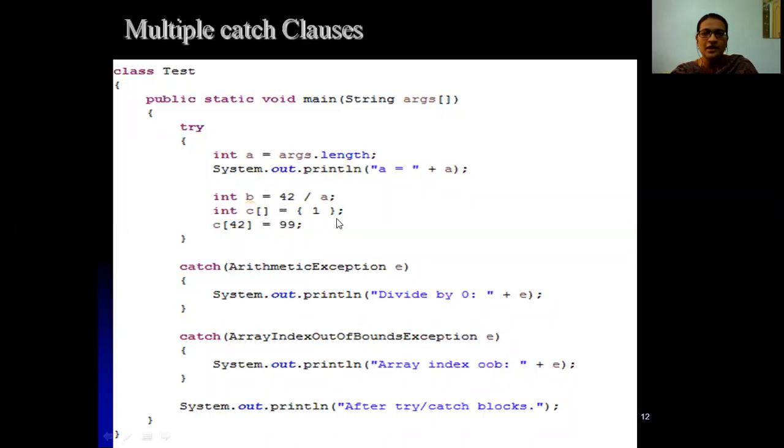into that array. It's an empty array, and this indicates that it has one element, so the array size is only 1. But what we are doing in the next line, c of 42 is equal to 99. So we are assigning 99 to the index value 42. In this case the array size is only one, which has only one element. But we are accessing the 42nd index value, so this is illegal, right?